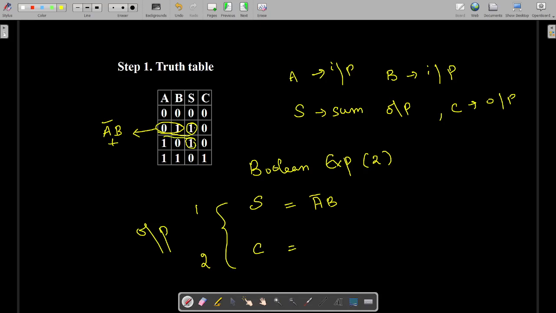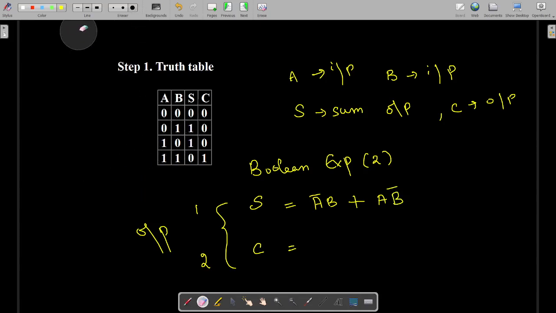Now we go for the second combination. The second combination is A is 1 and B is 0. A is 1 means you have to put the literal as such, and B is 0 at the same time, that means B bar. So we are writing this as A B bar. This is our sum expression. That's over. The first output is written.